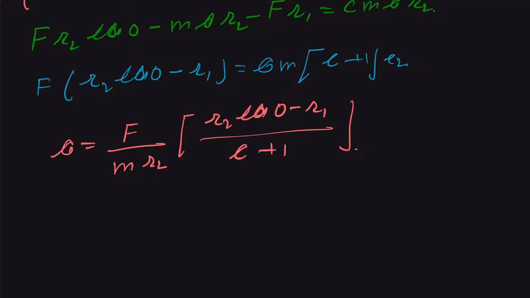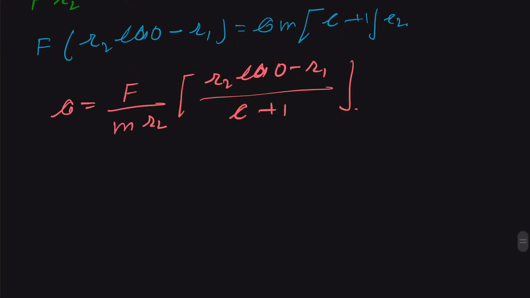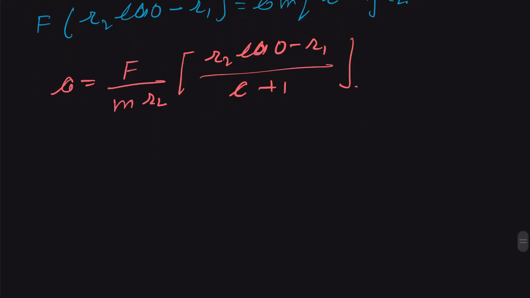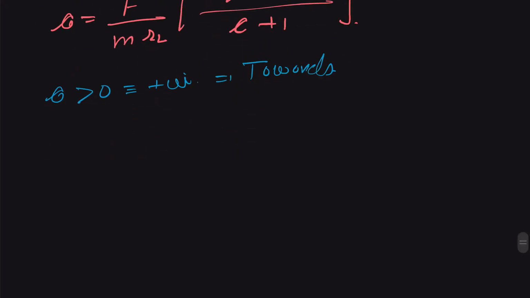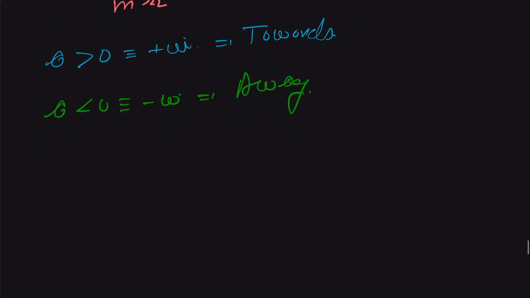Okay. So in this case, once again with respect to acceleration, if acceleration is greater than 0, which means it is positive, same condition, it is going to roll towards the puller. And if our acceleration is less than 0, which means it is negative, it is moving away from the puller.